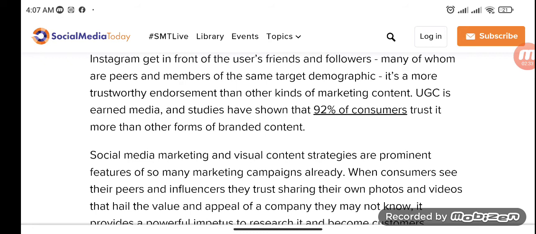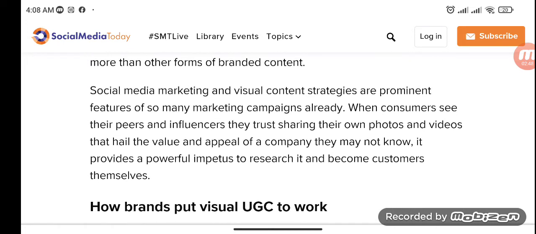branded content. Social media marketing and visual content strategies are prominent features of so many marketing campaigns already. When consumers see their peers and influencers they trust sharing their own photos and videos that hail the value and appeal of a company they may not know, it provides a powerful impetus to research it and become customers themselves.